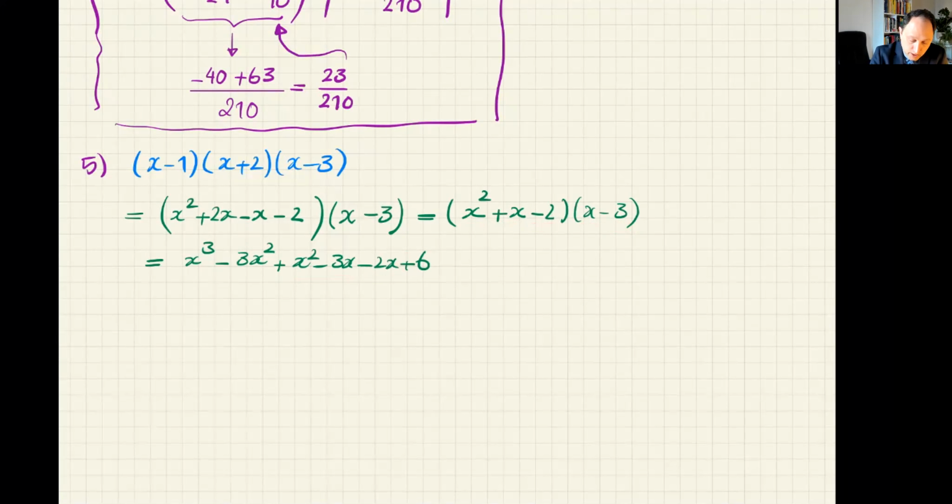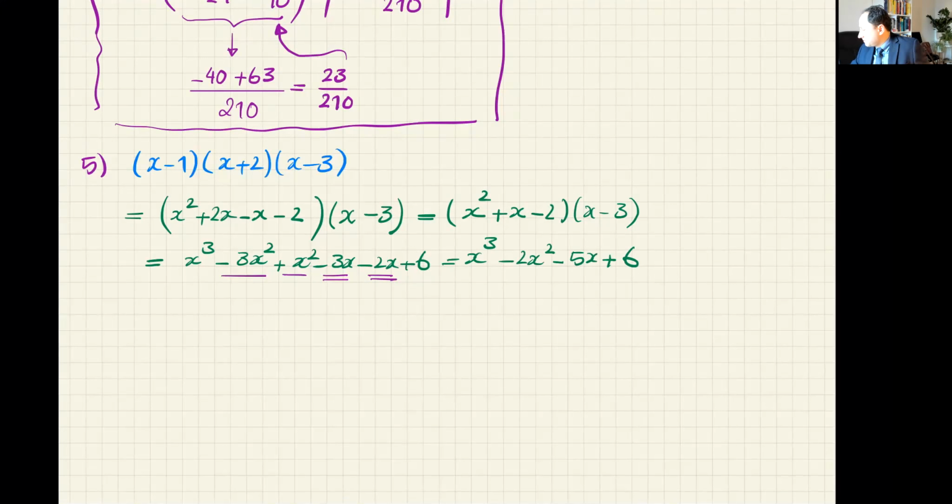But it is not finished yet because I have similar terms involved. So here I have this one and that one similar. I have these two similar. So the next step is to write x to the 3 minus 3x squared plus x squared is minus 2x squared. And then I have minus 5x plus 6. And this is the end of this problem. Okay, any questions?